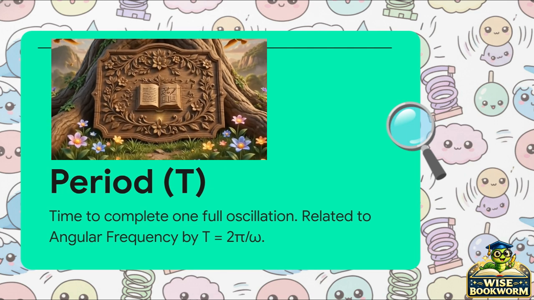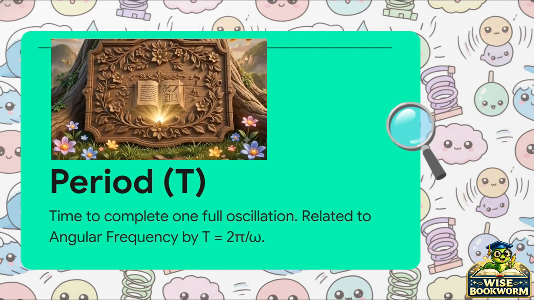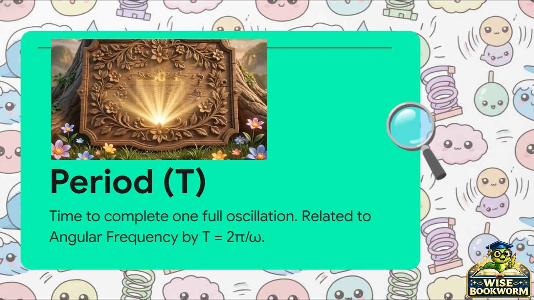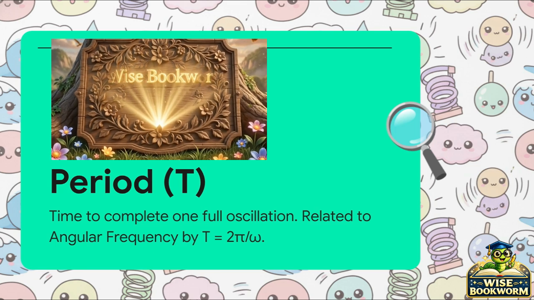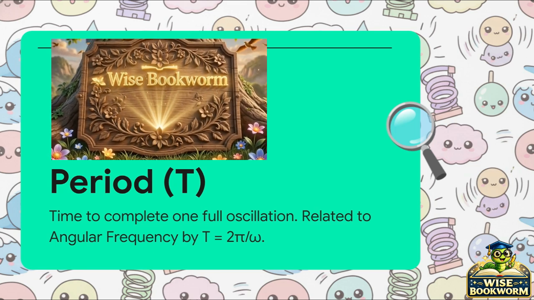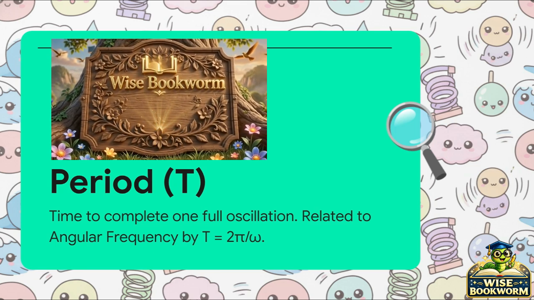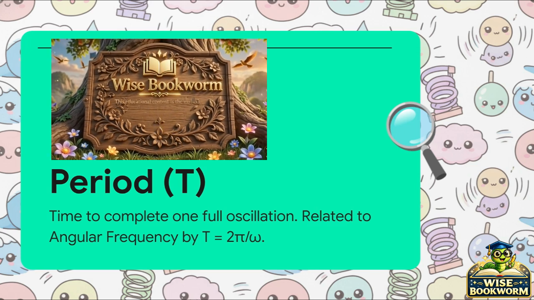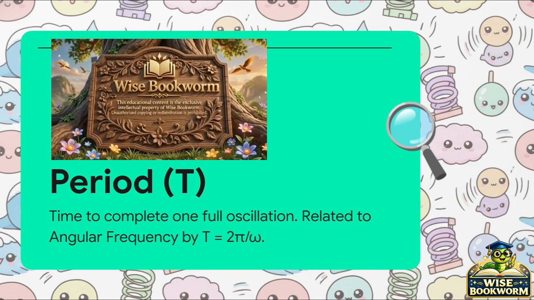And that brings us to the period, represented by a capital T, and angular frequency, represented by the Greek letter omega. If wavelength is our spatial measurement, the period is our time measurement. It is simply the time it takes for one specific element of our medium to complete one full up and down oscillation.